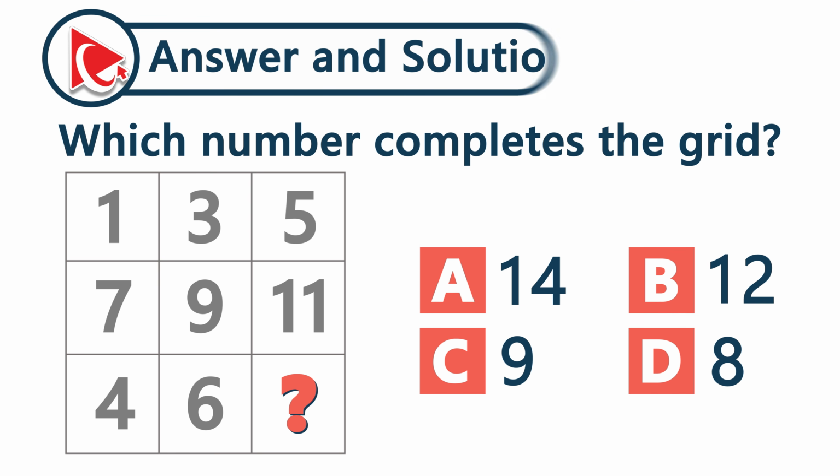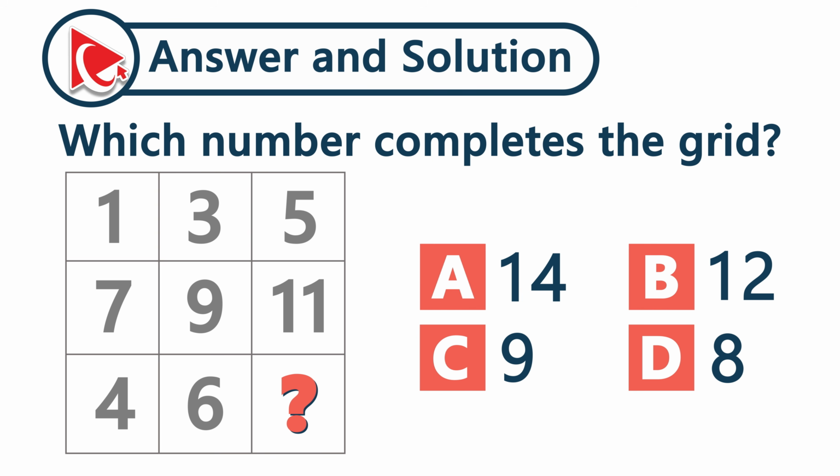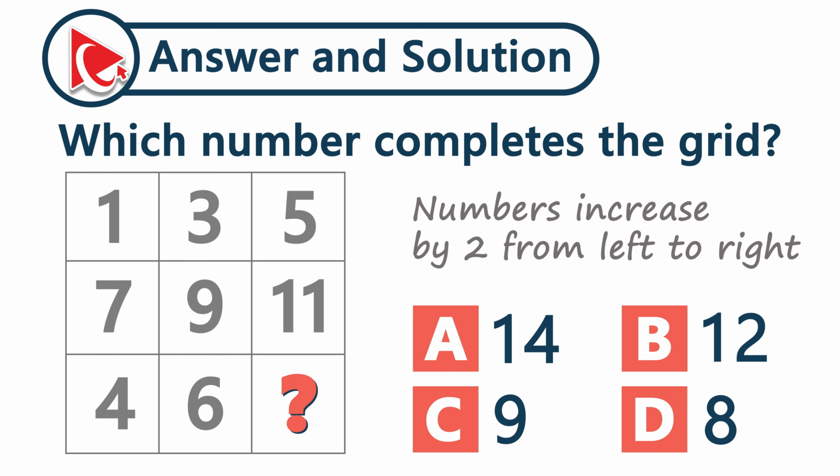Let's break it down. Focus on each row. Look closely at how the numbers change from left to right. Each row in the grid follows the pattern where the numbers increase by 2 from left to right. So what comes after 4 and 6?